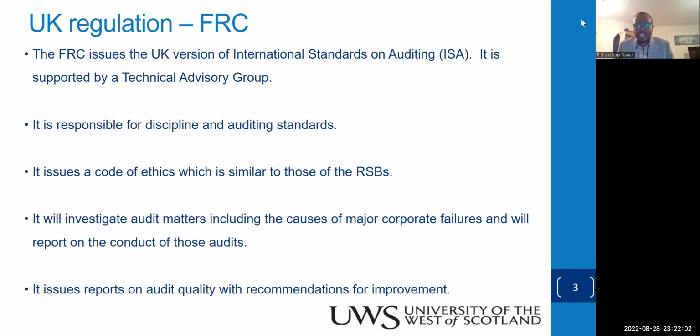So we're looking at the UK. In the UK, we have the Financial Reporting Council. They issue the ISAs for us, and it is normally supported by the Technical Advisory Group. The name tells you that the people who sit on this group are technical experts, practitioners, industry experts, and academic researchers on accounting and audit. It is also responsible for disciplining and for ensuring that audit standards are implemented to the letter. They also issue codes of ethics similar to the RSBs, and they are no different from the main codes of ethics that we know.